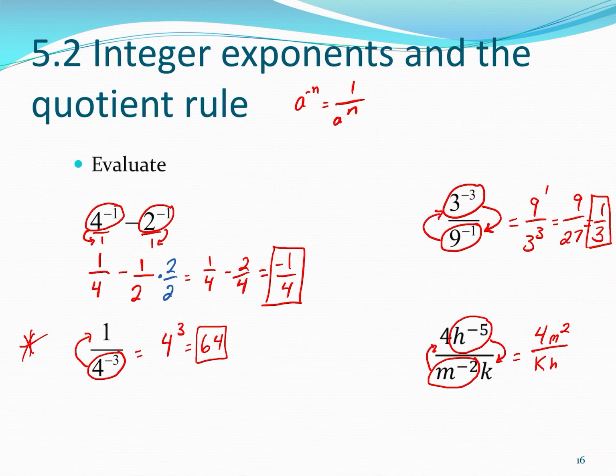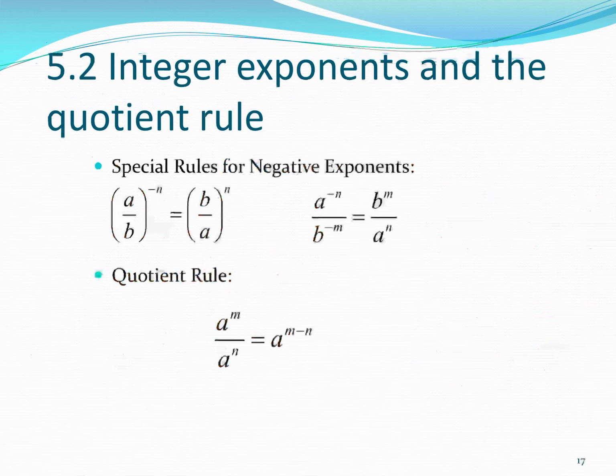And so on the top, we're going to have the 4 that's already there, the m to the second, or m squared in this case, that now has a positive 2 for the exponent. And then on the bottom, we have the k that was already down there. And we have the h to the negative fifth, which is going to be an h to a positive fifth when we move it. And then there's nothing else we can do with that. We have all of our positive exponents. Everything is simplified. That is our final answer.